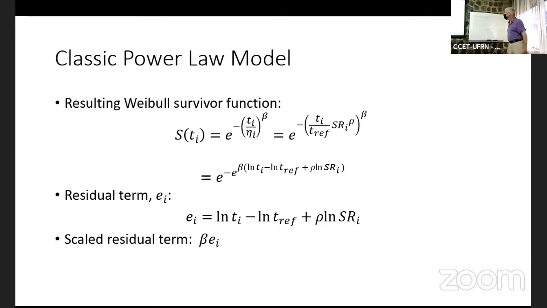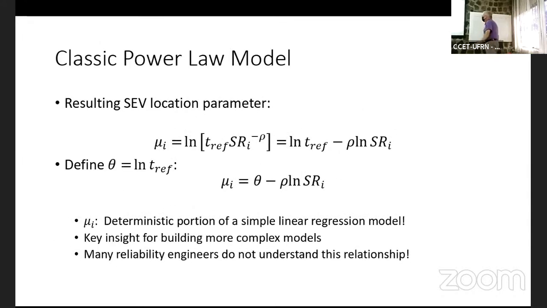Next slide, please. So I'm going to let mu be that analog to the mean value. It's not a mean, it's a characteristic life, but for our purposes, it's useful to think of it in those terms. So that's the reason why I'm using mu. And it's going to be the log of this thing, okay? And lo and behold, mu is log T ref minus rho times log stress ratio I.